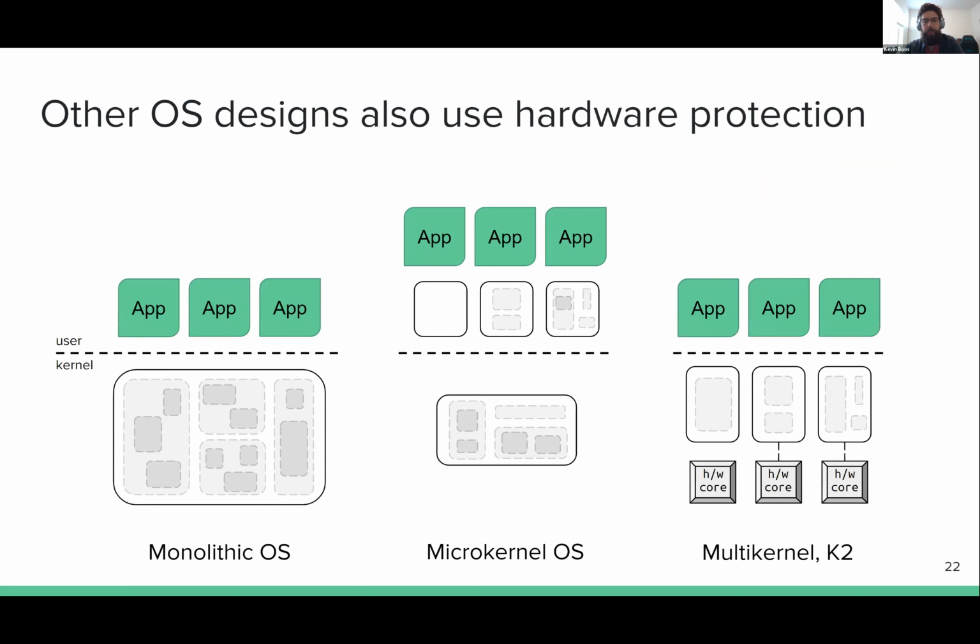There are a wide variety of other designs that also use hardware protection, things like a multi-kernel where you have one kernel instance per hardware core, and even other heterogeneous kernels like K2, which was from Lin's group actually, that explores different types of kernels for different cores of different power levels, so a weak core versus a strong core. The point is that all of these use hardware protection, and the structure of each is dictated by the underlying hardware.